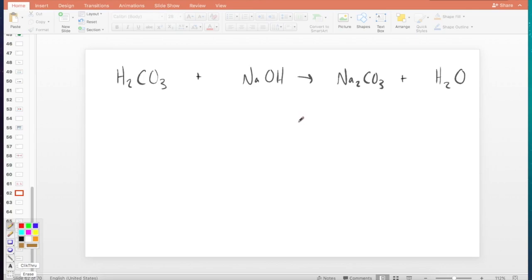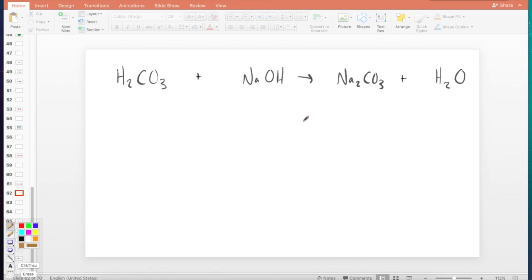Here's a chemical equation that I've written. This is a substance known as carbonic acid, and this is a substance known as sodium hydroxide. This is an acid, this is a base. I think that maybe you've heard of these types of chemicals before, acids and bases. Whenever acids and bases like this combine, typically we get some ionic compound and water. You don't need to know that, it's just a little interesting fact.